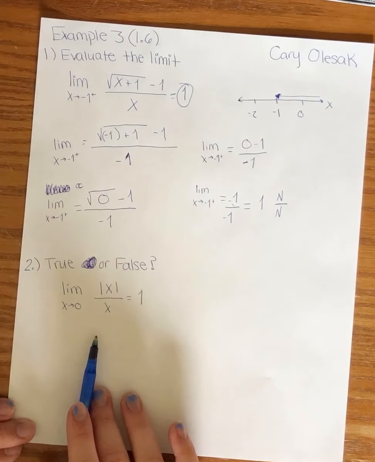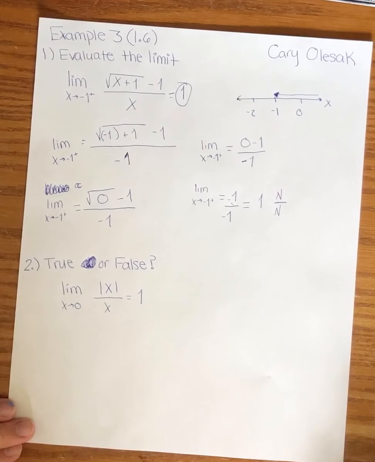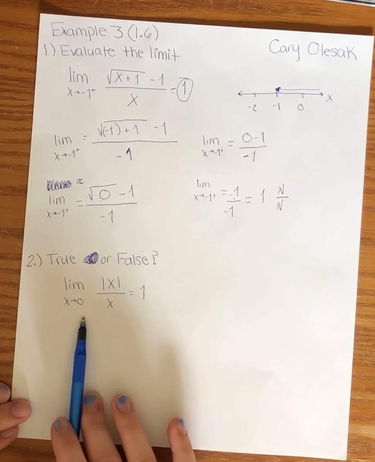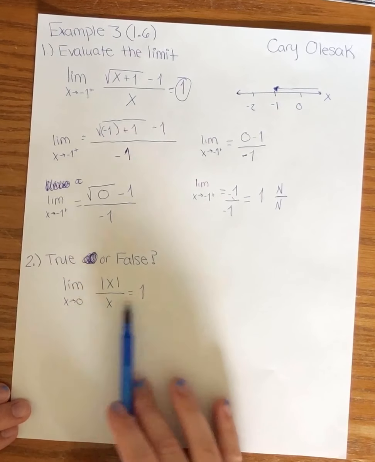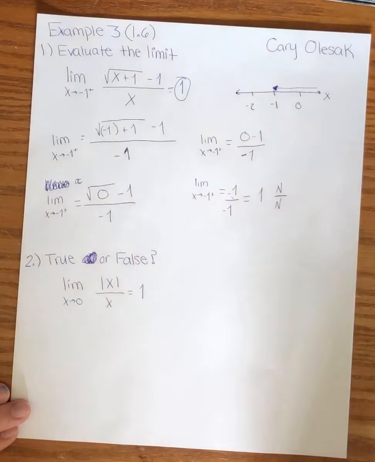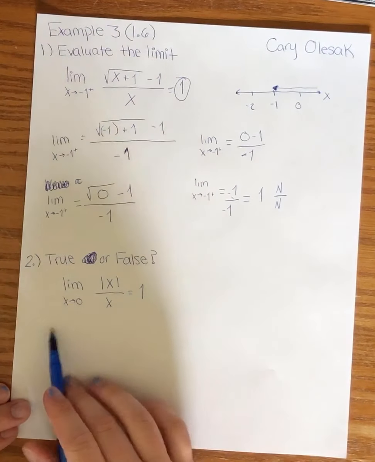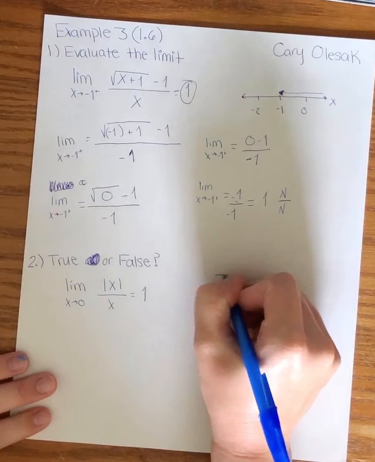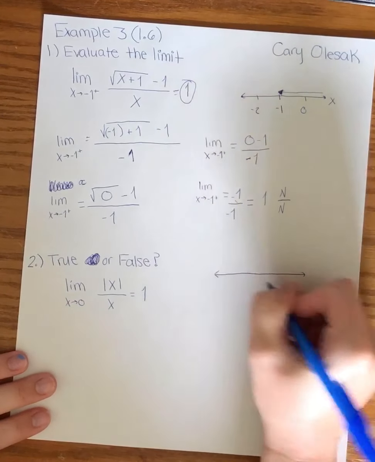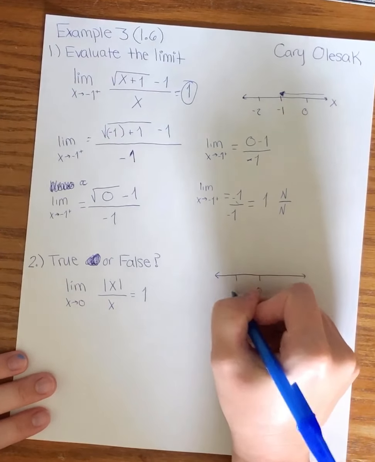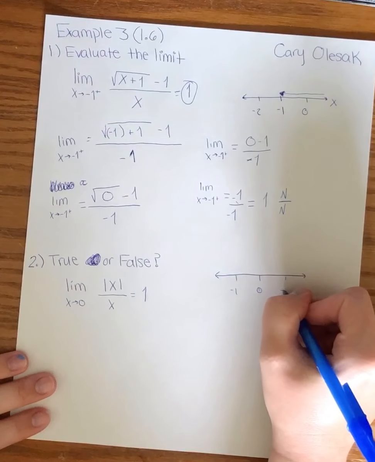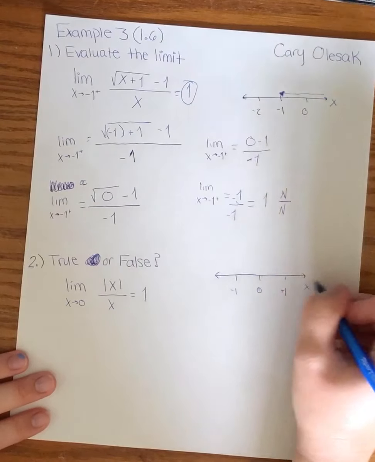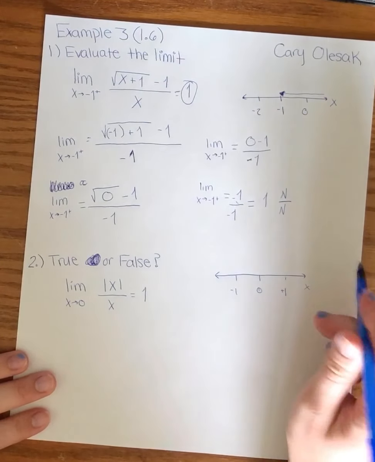Now for this problem, it's asking true or false: as x approaches 0, will the absolute value of x over x equal 1? So already I know from this problem it is asking me for a double-sided limit. So it wants to know on a timeline 0, -1, 1. You can think of this as the x-axis.